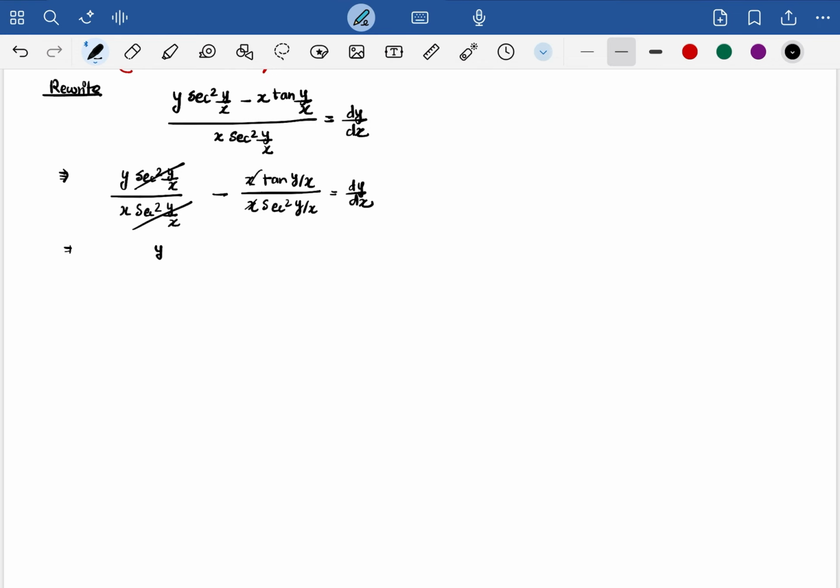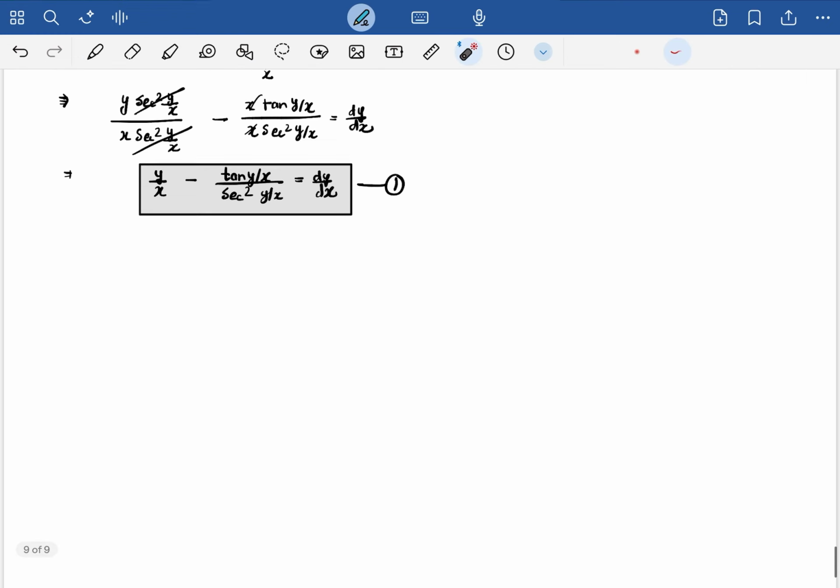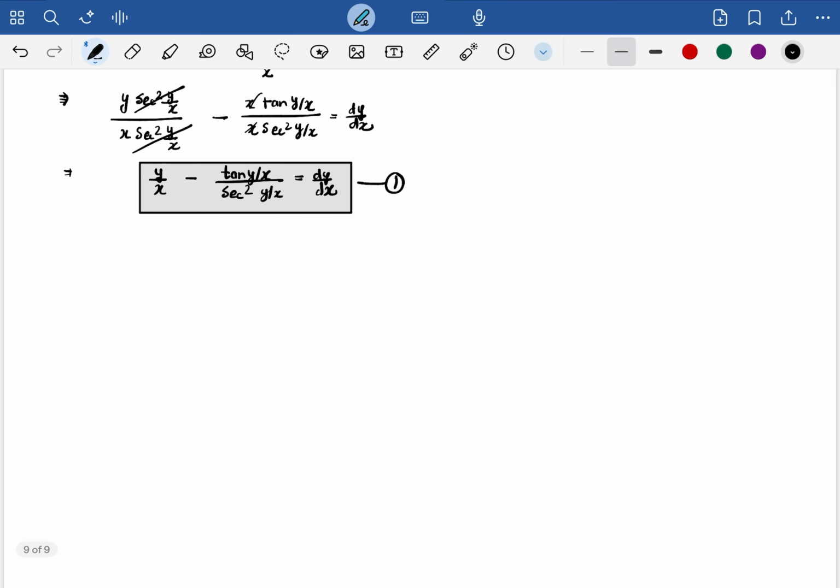So what's your final term? That is y by x minus tan y by x over sec square y by x, and now you can see the whole equation has transformed into a homogeneous function. Let's say this is equation number 1. So again here it's the dy by dx term. So how do we solve? Put y is equal to vx, and what does it lead to? Can we say dy by dx is nothing but equal to v plus x dv by dx. Let us say this is equation number 2.